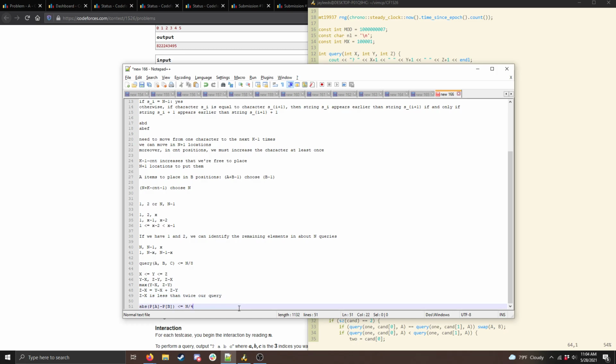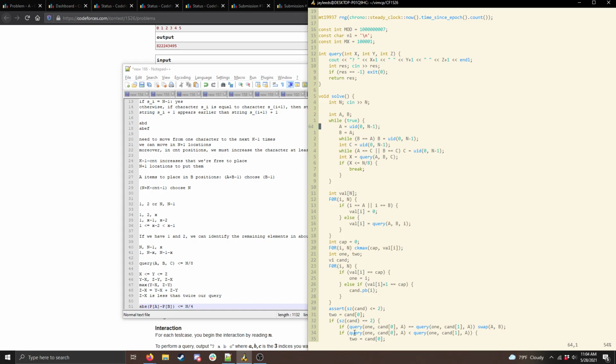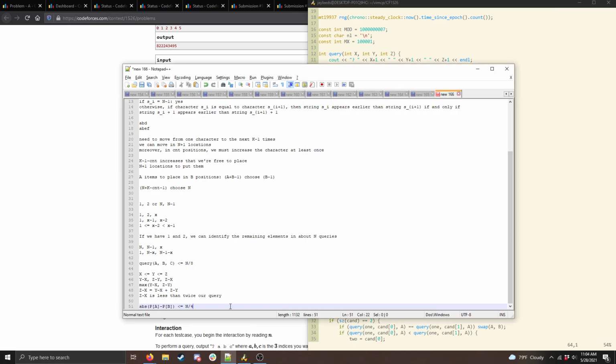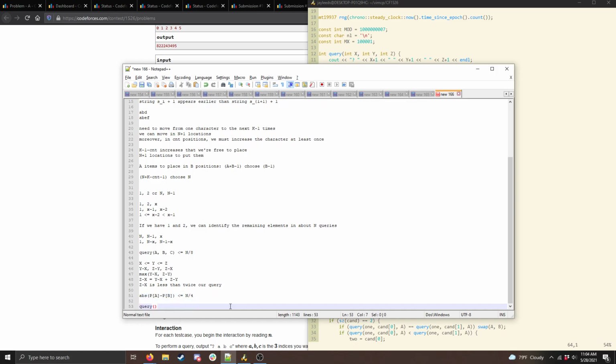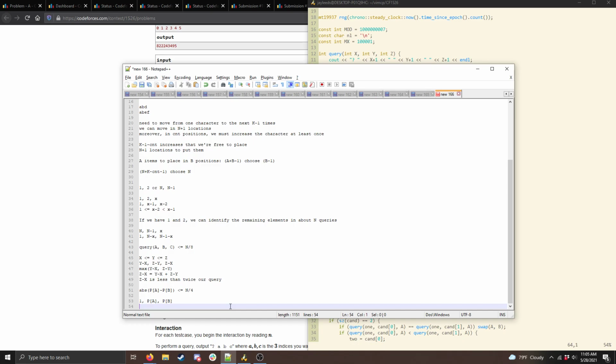Okay, so now we found two elements and we know that they're pretty close together. How does that help us? The way it helps us is that it lets us find either 1 or n, and the way we can do this is, for example, if we query 1, p of a, and p of b, then our results are going to be the absolute value of p of a minus p of b, p of a minus 1, and p of b minus 1.